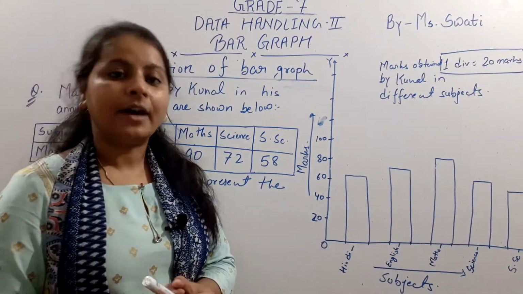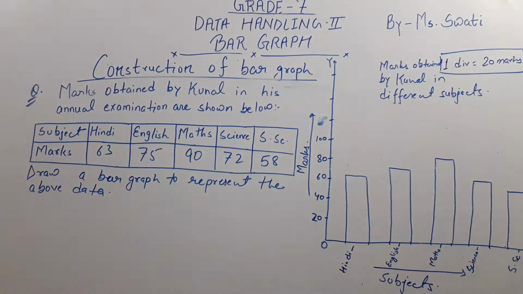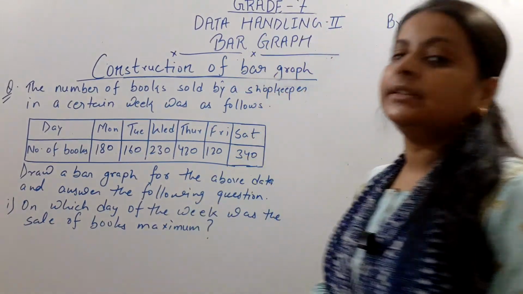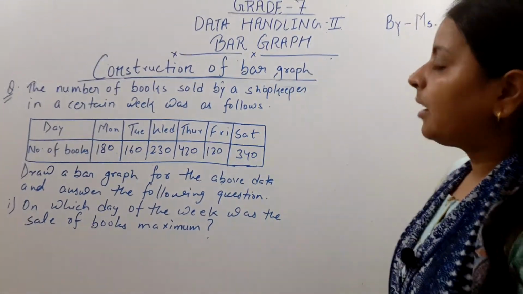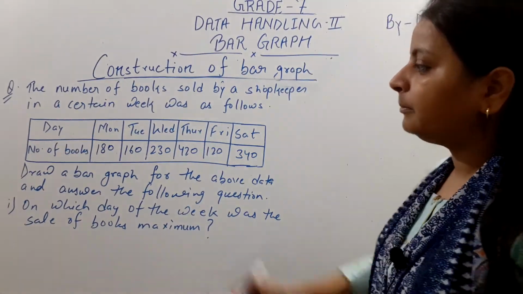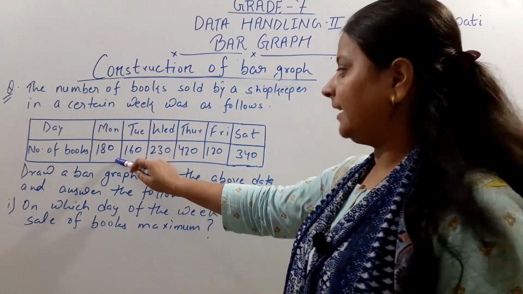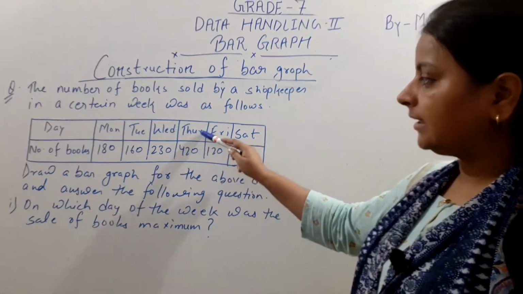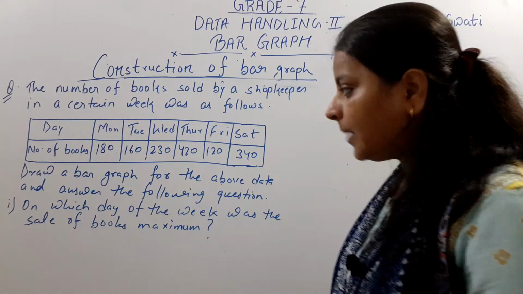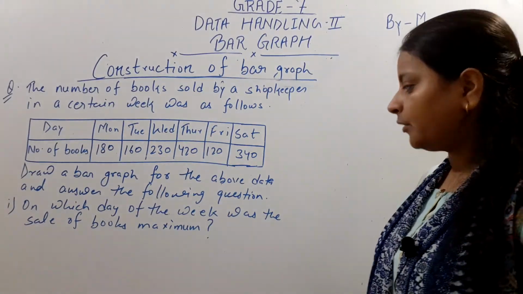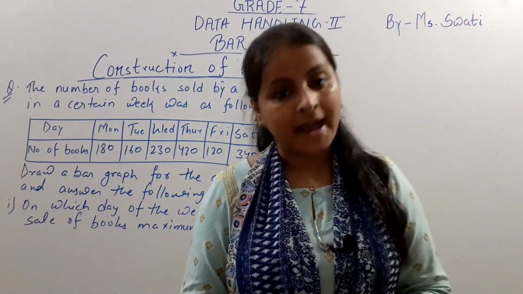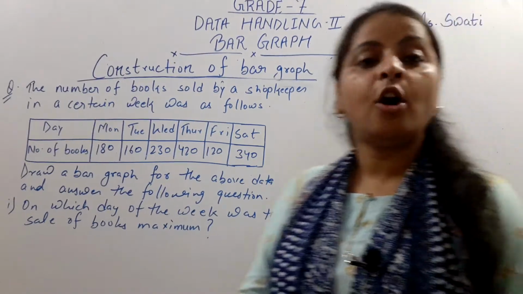Okay. So, we take one more example. Students, here we have our second example. This question says that the number of books sold by a shopkeeper in a certain week was as follows: on Monday the number of books sold is 180, Tuesday 160, Wednesday 230, Thursday 420, Friday 120, Saturday 340. Now draw a bar graph for the above data and answer the following question: on which day of the week was the sale of books maximum?